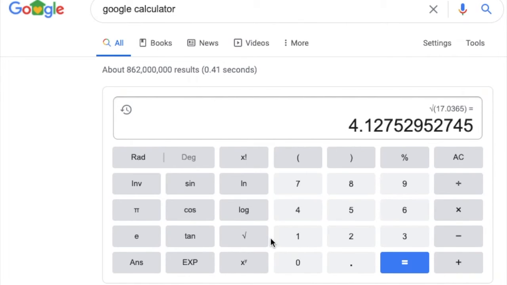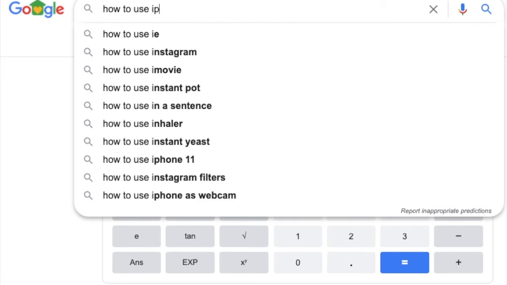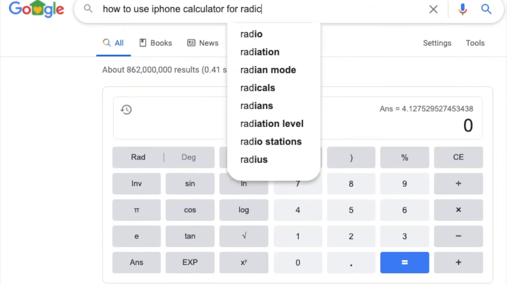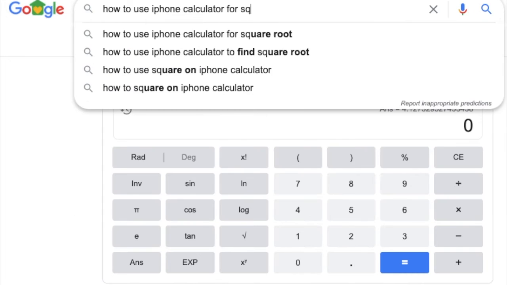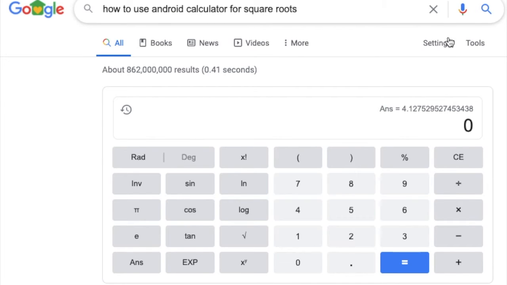If you run into trouble, let me know, or let whoever your teacher is know, and we will help you out with how to plug this in. Your phone calculator may also be able to do this in a slightly different way. What I would suggest is type in something like "how to use iPhone calculator for radicals," or for square roots. Or if you have an Android phone, "how to use Android calculator for square roots." Just something that'll help you figure out how to do that, or you can reach out to us on how to use this Google calculator to do it.